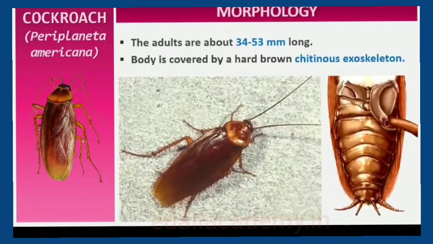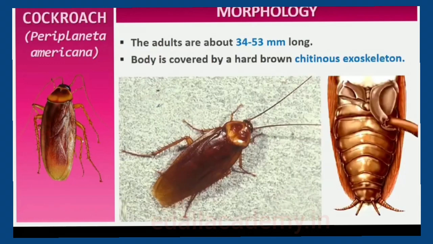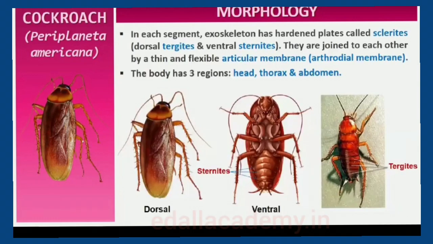7.4.1 Morphology. The adults of the common species of cockroach, Periplaneta americana, are about 34 to 53 millimeters long with wings that extend beyond the tip of the abdomen in males. The body of the cockroach is segmented and divisible into three distinct regions: head, thorax and abdomen. The entire body is covered by a hard chitinous exoskeleton, brown in color. In each segment, the exoskeleton has hardened plates called sclerites, tergites dorsally and sternites ventrally, that are joined to each other by a thin and flexible articular membrane, the arthrodial membrane.